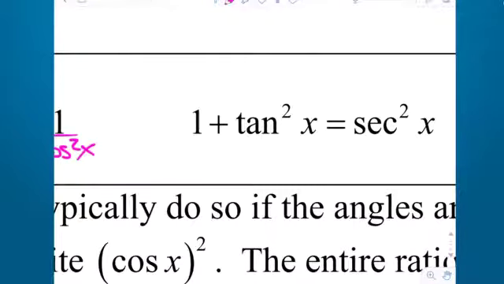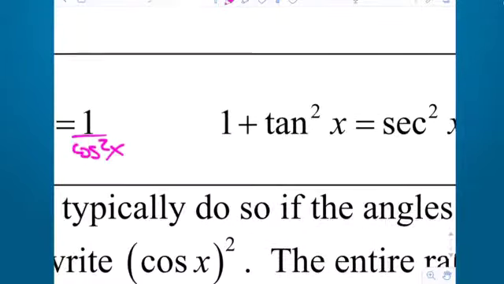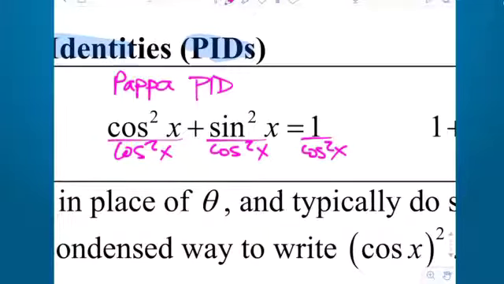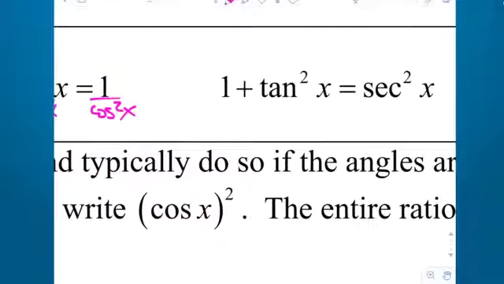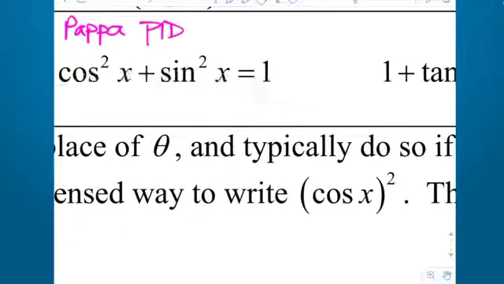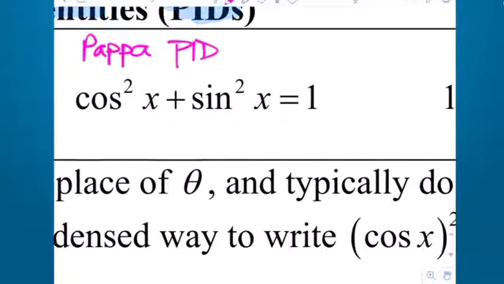So see why he's a baby? He comes from the papa. It's like a seahorse, I guess. All right? 1 plus tangent squared is secant squared. So what's cool is you can write cosine squared in terms of sine squared. You can write tangent squared in terms of secant squared. Because once you know their identity, you can solve them.